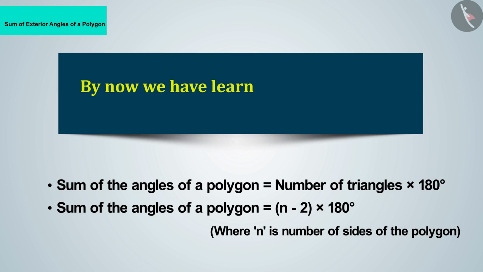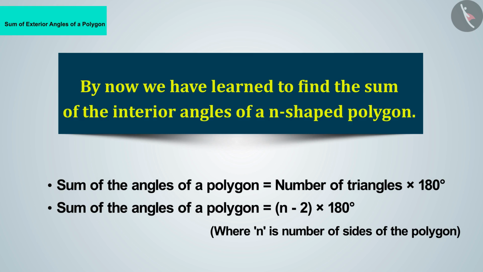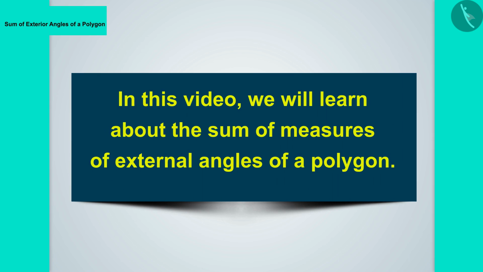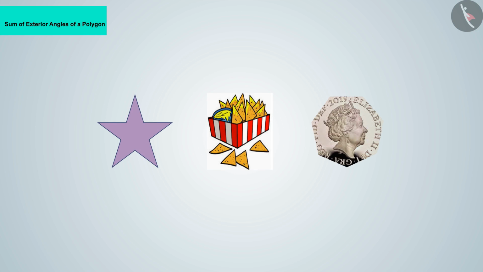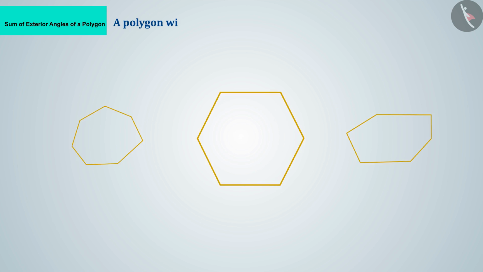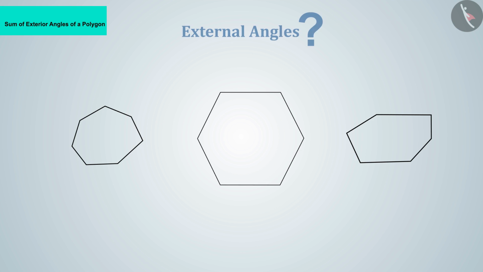By now, we have learned to find the sum of the interior angles of an n-sided polygon. In this video, we will learn about the sum of the measurements of external angles of a polygon. Do you recognize them? Yes, these are all polygons. A polygon with n sides also has n internal angles and n external angles. Now, what do you understand by the external angles of a polygon?